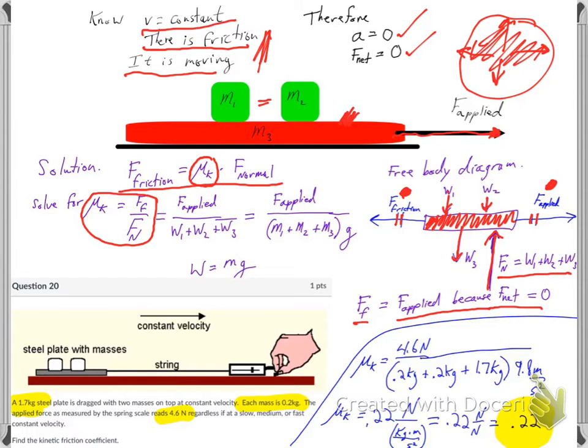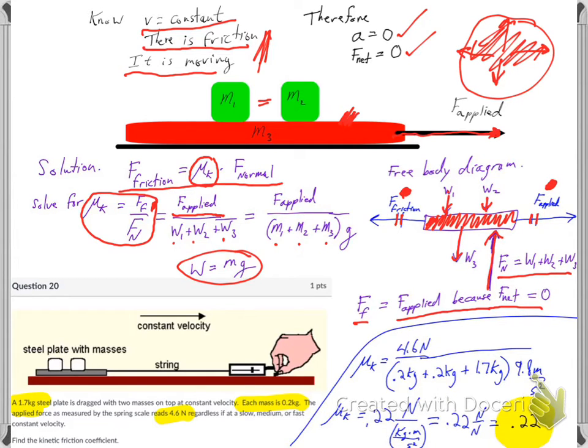So now we go through the substitution. We take the friction force over here and put in the applied force, and then down below we put in the weight, and weight is just mass times g, from the basic equation we know. We're going to simplify it here and go mass 1 plus mass 2 plus mass 3, and then multiply it by g, which is 9.8 meters per second squared, the acceleration of gravity. And the force applied we know.